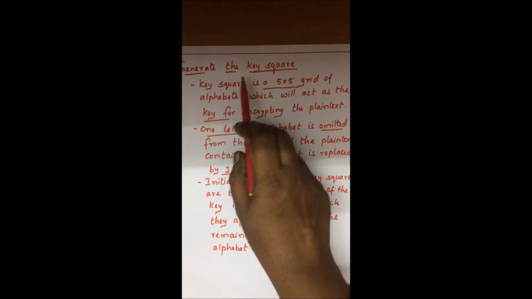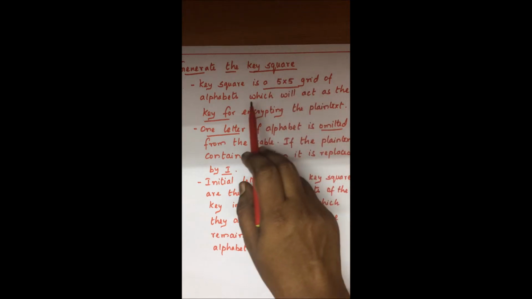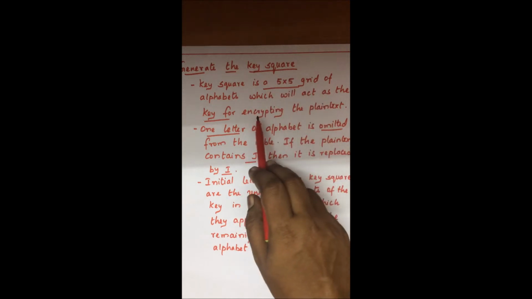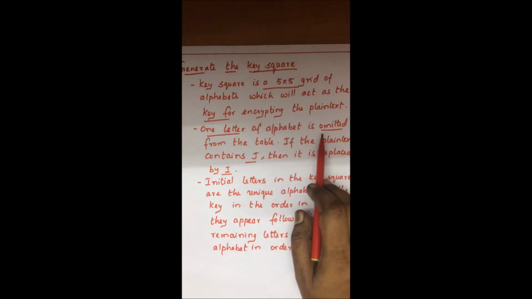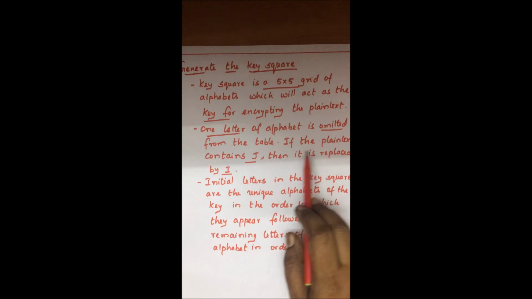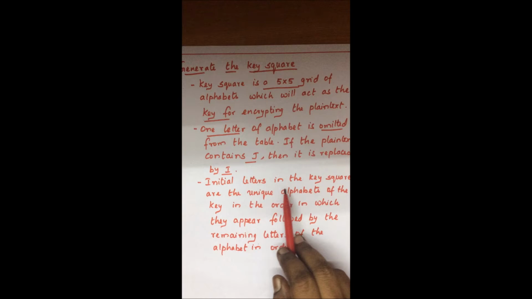In Playfair cipher, a key square will be generated, which is a 5 cross 5 grid of alphabets which will act as a key for encrypting the plain text. One letter of the alphabet is omitted from the table. If the plain text contains J, then it is replaced by I. Initial letters in the key square are the unique alphabets of the key in the order in which they appear, followed by the remaining letters of the alphabet in order. So first we will see one example of how to generate the key square.